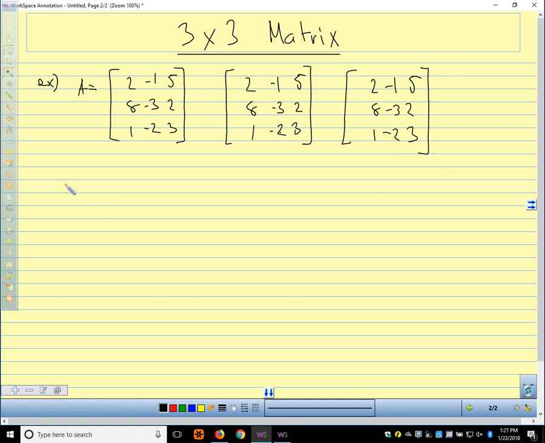All right, so the determinant of A equals. The first thing we need is to put some signs with this. So I'm going to label this a plus, a minus, and a plus. That plus, minus, plus across the first row, that's always how we do it. Doesn't matter what the numbers are, that's always how we find a determinant.